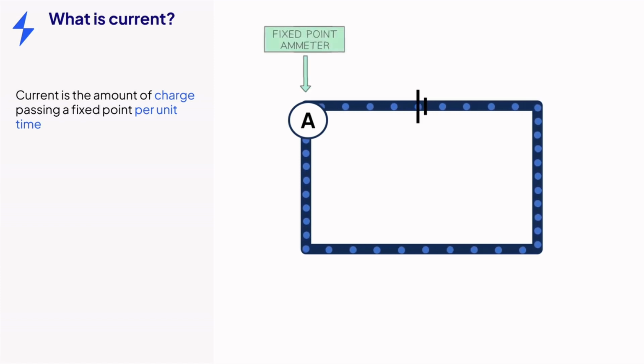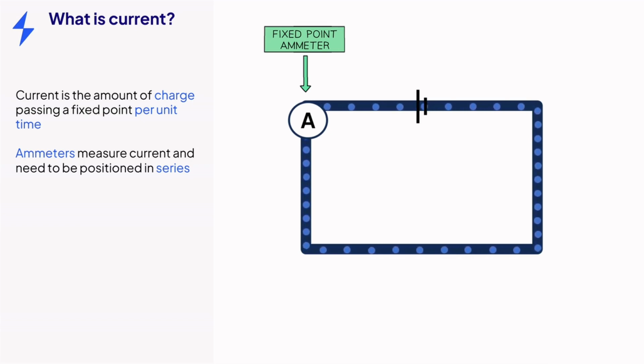Let's take the ammeter as the fixed point. If we were to count the amount of charge passing through the ammeter every second, then we would have a value for current. And that's exactly what an ammeter does. It measures the charge passing through it each second. That's why an ammeter needs to be positioned in series so that the charge flows through it.